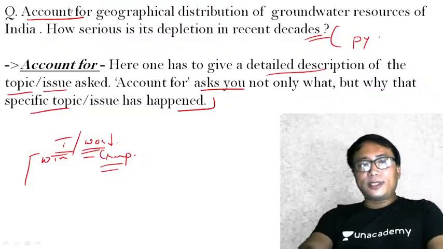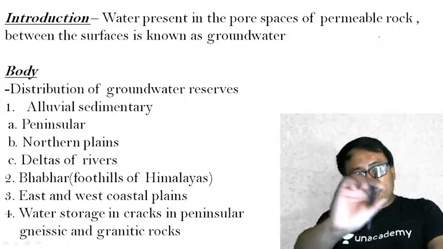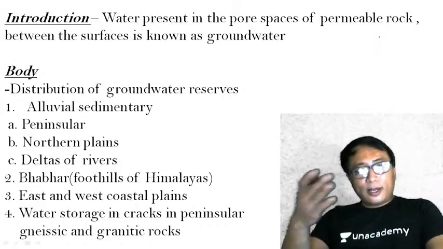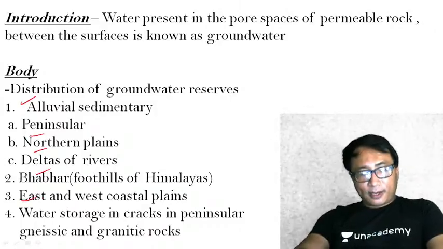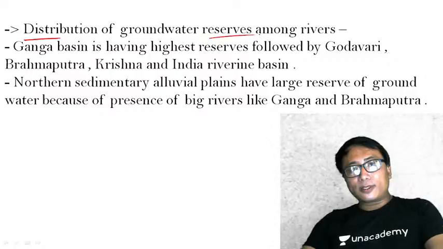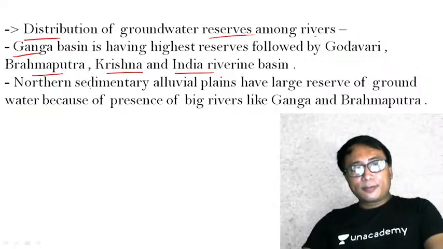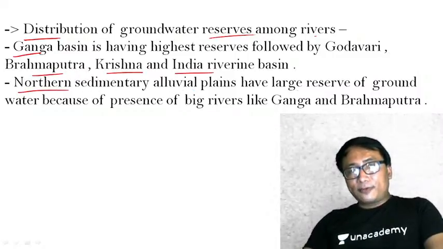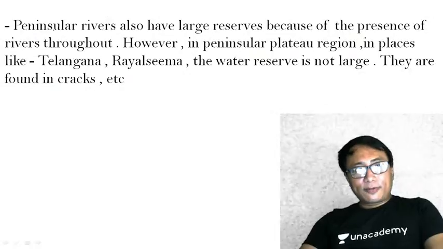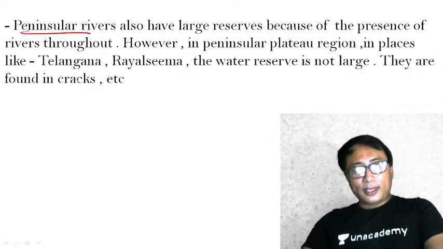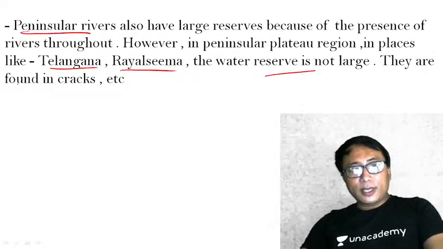And after that only you are going to address the depletion issue. Okay. So now, I have given a brief introduction and under the body I have written the groundwater reserves. In the alluvial sedimentary rock you will find it, okay. And also in all these regions you will find it, okay. And after this, I have provided the distribution of groundwater among the important rivers such as the Ganges, the Brahmaputra. The northern sedimentary alluvial plain has a large reserve of groundwater because of big rivers like the Ganga and Brahmaputra. And after that, I have given the peninsular rivers also, but in Telangana and Rayalaseema, the water reserve is not much because it is found in cracks only.